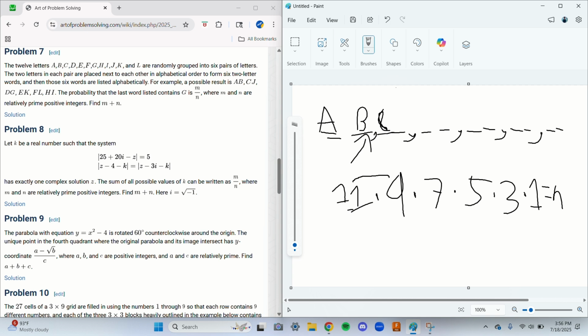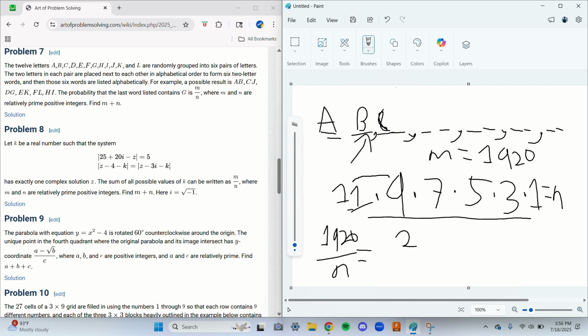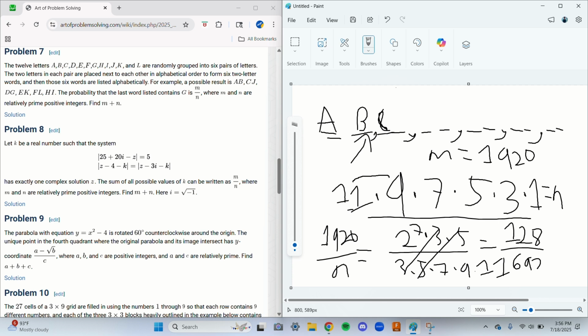Okay, so we have M equals 1,920 from our casework, and N equals this number. Dividing, we get 1,920 over N. We can prime factorize 1,920 into 2 to the power of 7 times 3 times 5, over 3 times 5 times 7 times 9 times 11. Then the 3's and 5's cancel out, and we're left with 128 over 693. And 128 plus 693 sums to 821. So 821 is the answer for problem number 7.